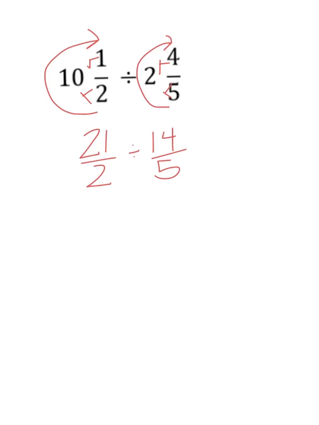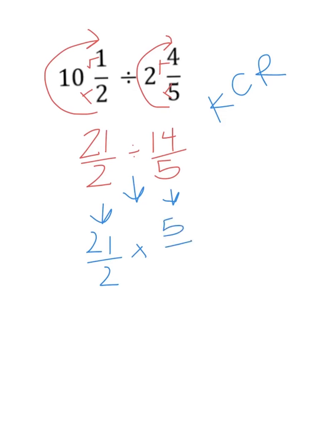Then my next step, again, is going to be keep, change, reciprocal. So I'm going to keep my 21 halves, change this division sign to multiplication, and I'm going to reciprocal this 14 fifths. So remember, that means I'm flipping it upside down, so 5/14.